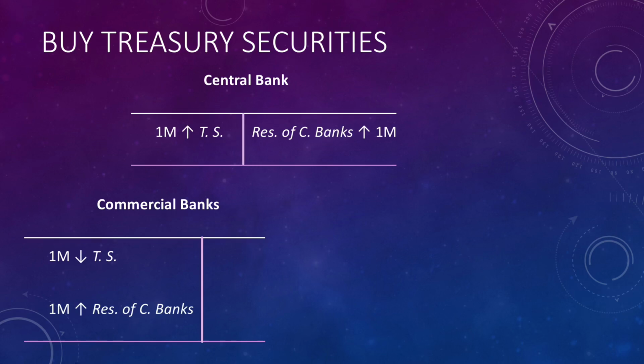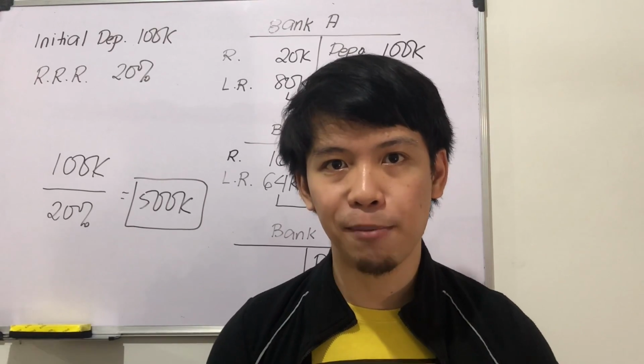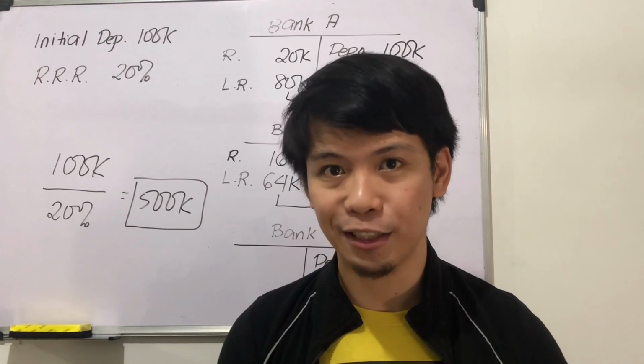So treasury securities will go down by 1 million and the reserves of the commercial bank would go up by 1 million in the books of the commercial bank. If our reserve requirement is 40%, then the money supply will go up by 1 million divided by 0.4. That's 2.5 million. By buying treasury securities, the central bank can increase the money supply.